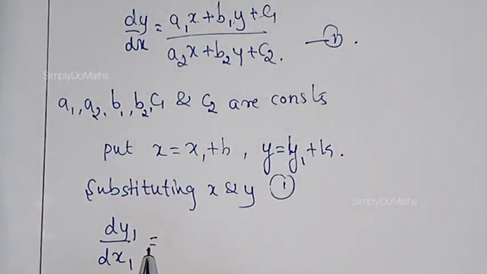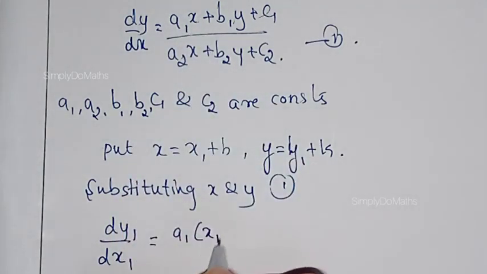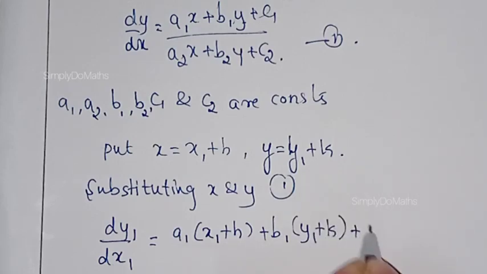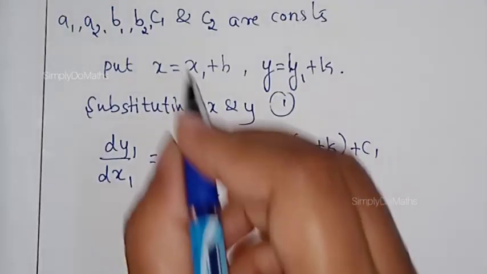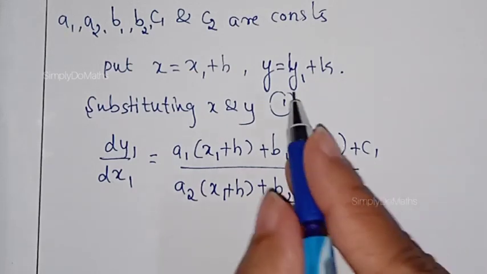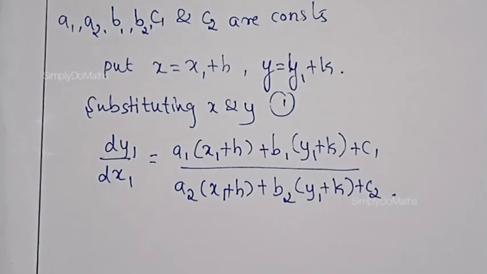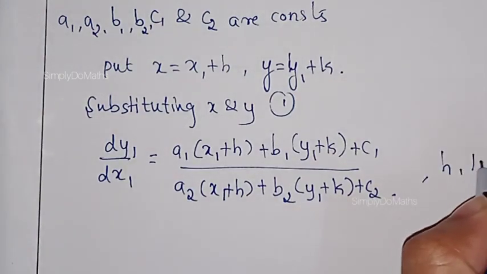This is equal to a1, in the place of x we have x1 plus h, plus b1 into, in the place of y we have y1 plus k, plus c1, whole divided by a2, again the value of x, x1 plus h, plus b2, in the place of y we have y1 plus k, plus c2, provided this h and k are constants.